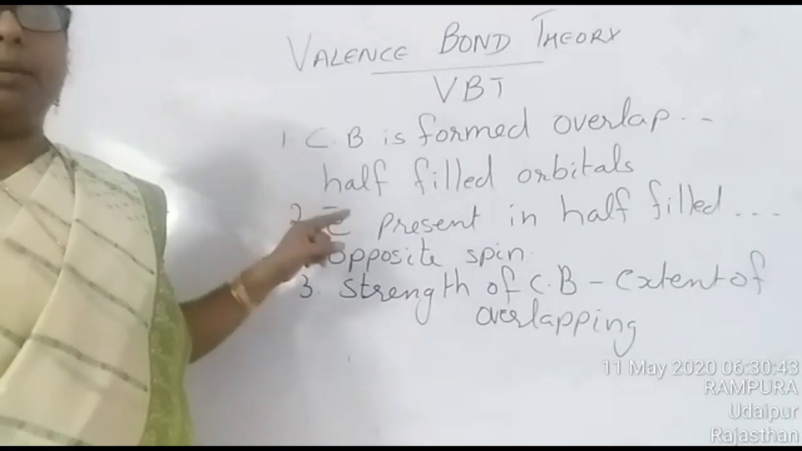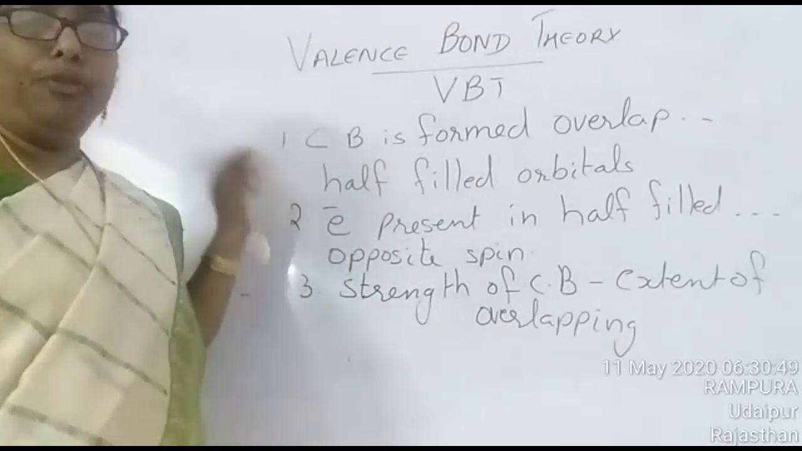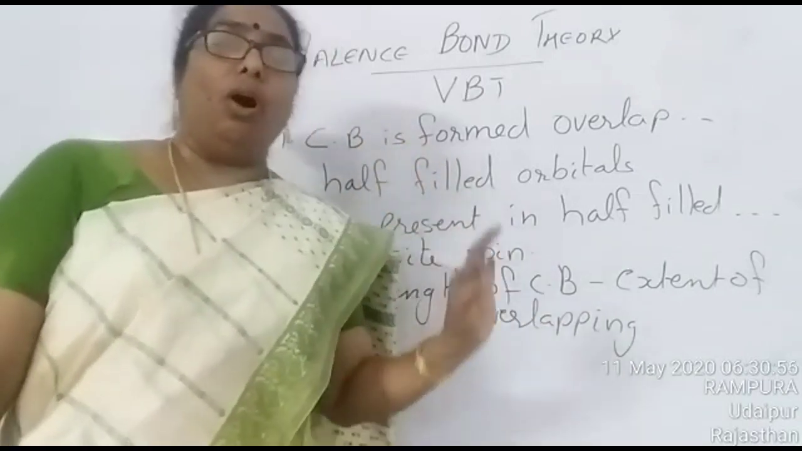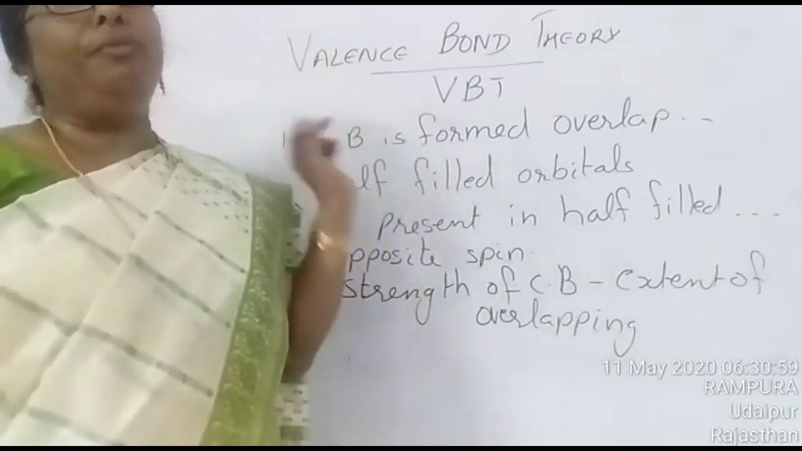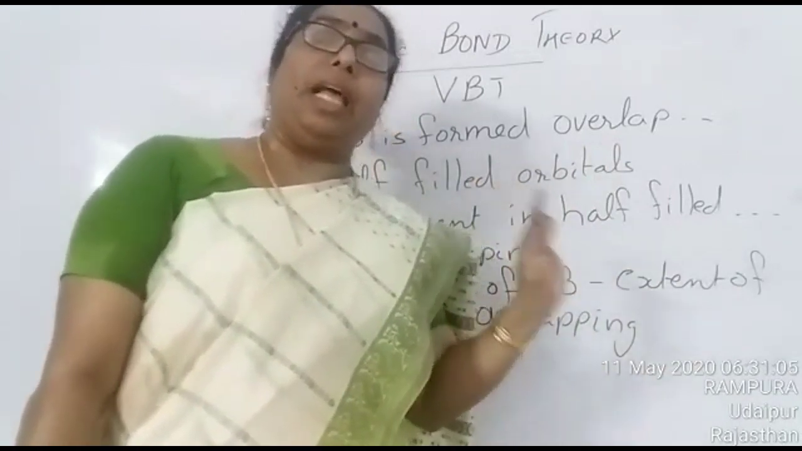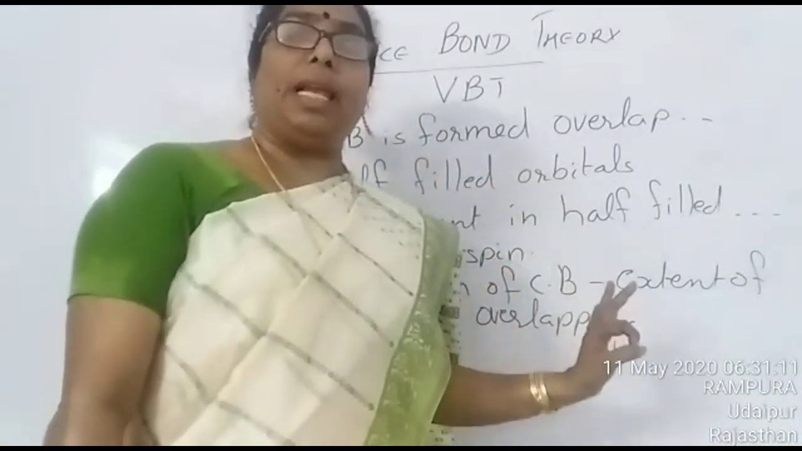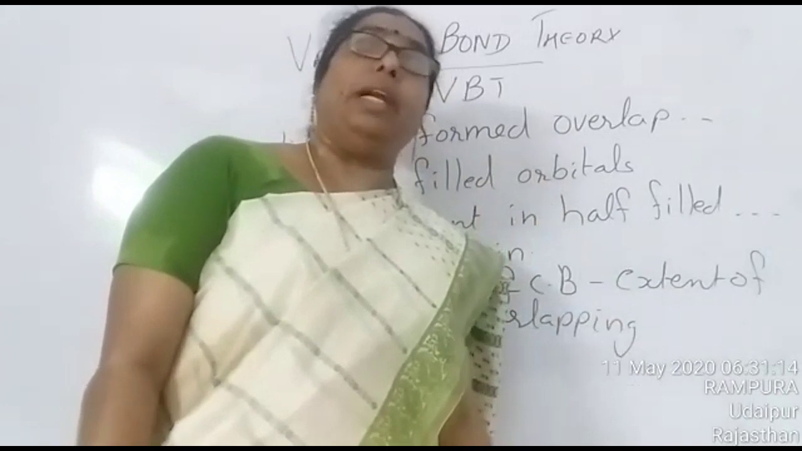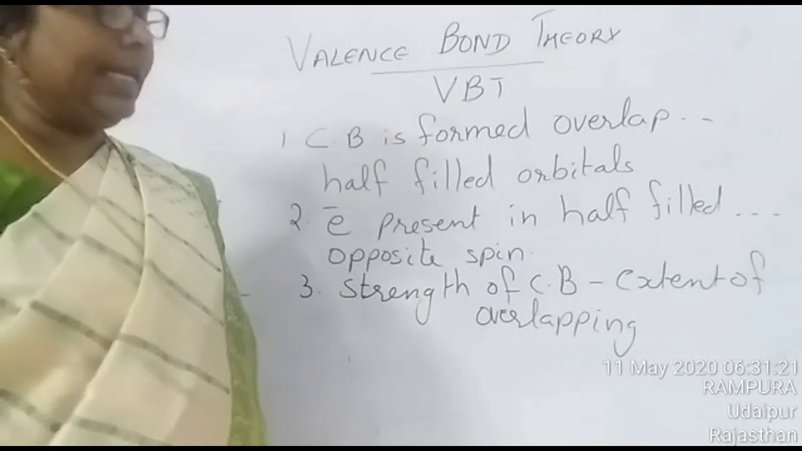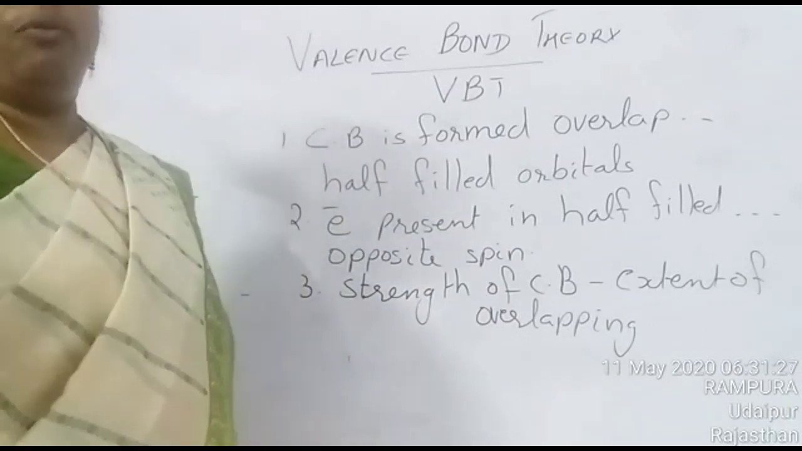Is it clear, children? I'll repeat once more the postulates of VBT, that is valence bond theory. The first postulate is that a covalent bond is formed by the overlapping of half-filled atomic orbitals of the central atom. The second postulate is that electrons present in half-filled orbitals will have opposite spin. And the third postulate is that the strength of a covalent bond depends on the extent of overlapping. As the extent of overlapping increases, the strength of the bond also increases.